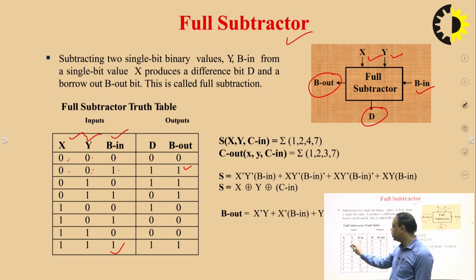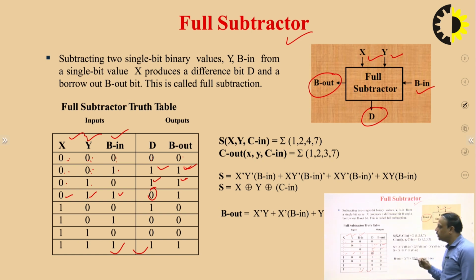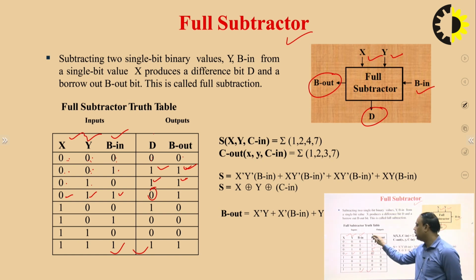For each combination, 0 minus 0 is equal to 0, the difference is 0, and the borrow out is 0. For 0 minus 1 we require a borrow, so the borrow bit became 1, and 2 minus 1 is equal to 1 is the difference. Then 0 minus 1, again we need a borrow, as well as the difference is equal to 1, and then 1 minus 0 is equal to 1, and 0 minus 1 again we need a borrow, then 1 minus 1 becomes 0. In this way we perform all the combinations of the input and generate the difference and the borrow out.